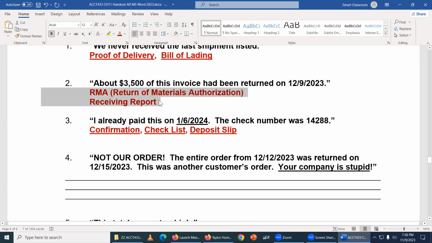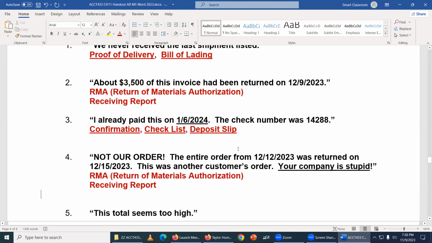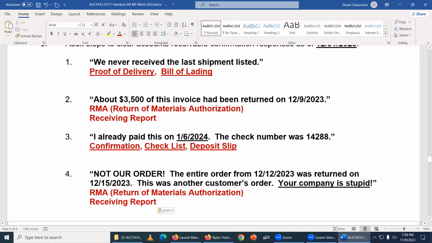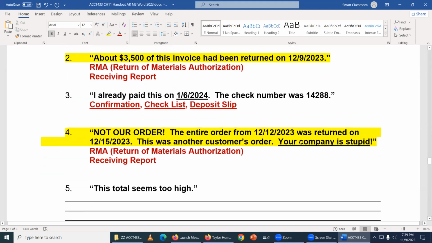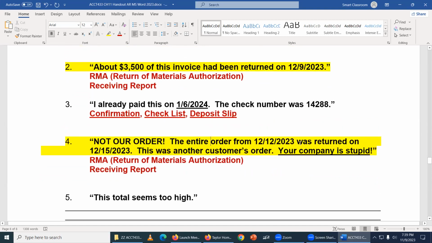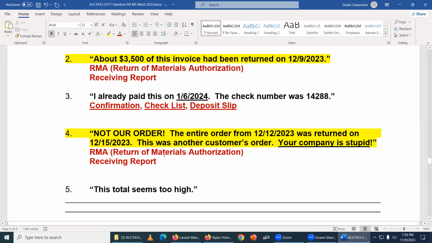So you'll see, this is the second one that says they returned something and that they weren't credited for it. While you still go through and see if anything was received, this could definitely be a problem with the company itself. This is kind of what you look for when you're doing these: is there a problem? It says this was another customer's order, so it seems like the data is not correct.